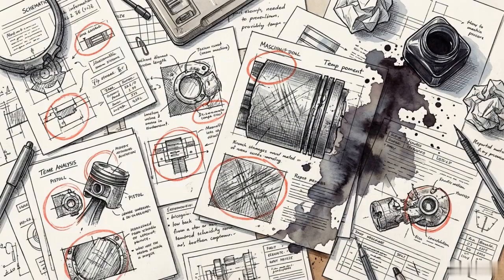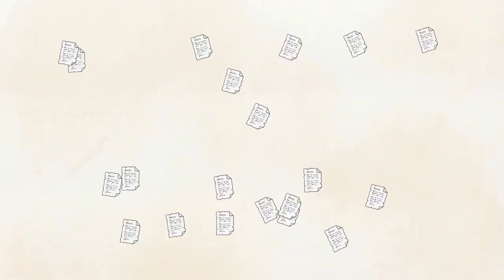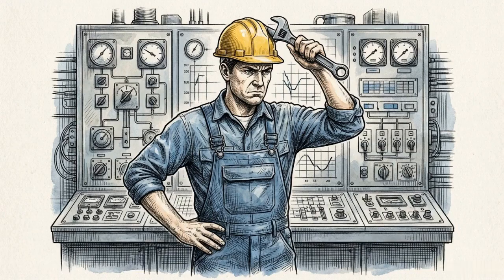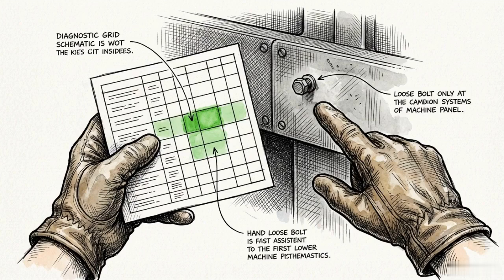The QDM acts as a translation device. It takes scattered, confusing floor reports about scratched surfaces or dimensional errors and organizes them into a clear, visual map showing exactly where process failures are happening. When operators try to solve production issues without this map, they are forced to guess at solutions. By deploying the matrix, they can pinpoint the exact origin of a defect and implement targeted, permanent fixes.